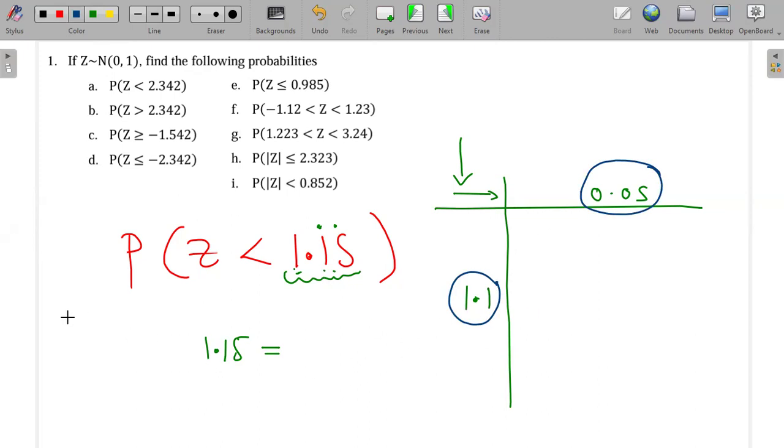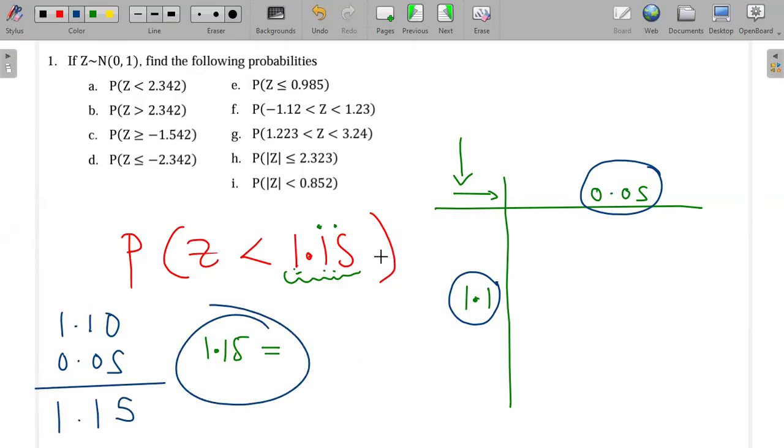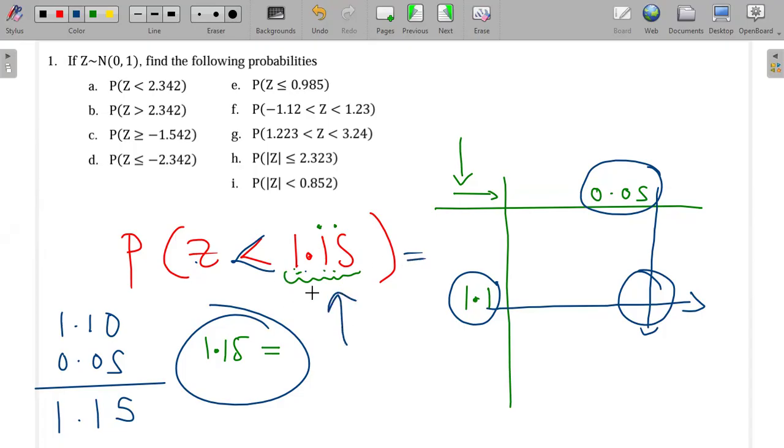If I add 1.10 plus 0.05, this gives me 1.15. So to find the probability that Z is less than 1.15, we go where there's 1.1, go to the right, and then go where there's 0.05 and come down like this. Where these 2 lines cross, the value there is our probability. So let's try this simple example before we go to the ones that we've been given here.